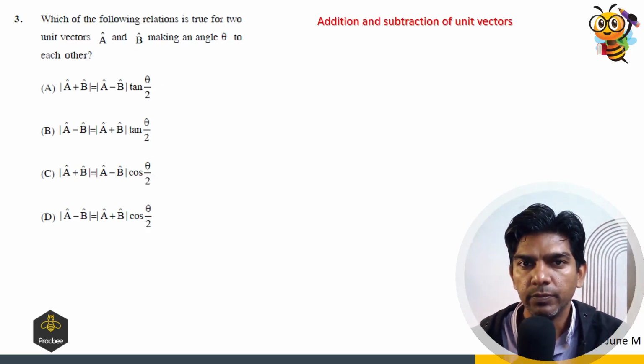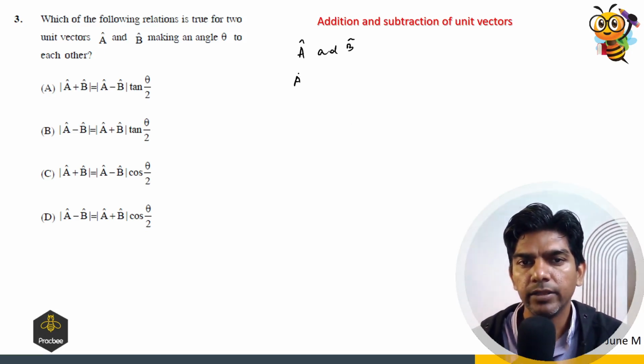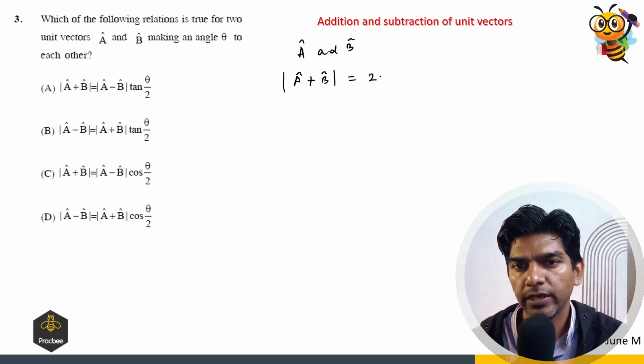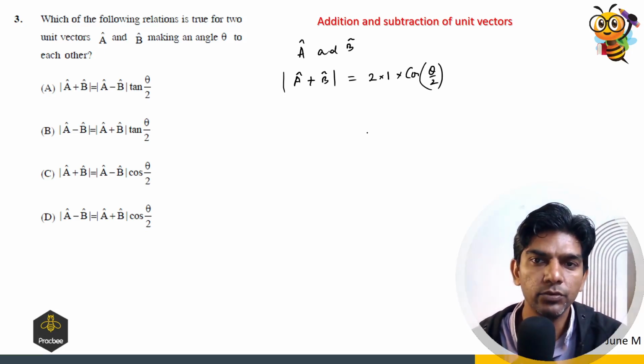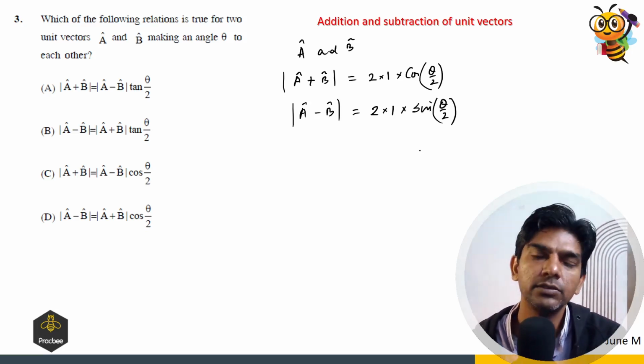Now let us see the next problem type, based on the addition and subtraction of unit vectors. So if I have two unit vectors, let us say A cap and B cap, and I want to add them, then their resultant will be given as 2 times the magnitude of one vector times cos of theta by 2, where theta is the angle between the two vectors. And if you subtract these two vectors, then the magnitude of the resultant will be 2 times 1 times sine theta by 2, right? So this you can remember.